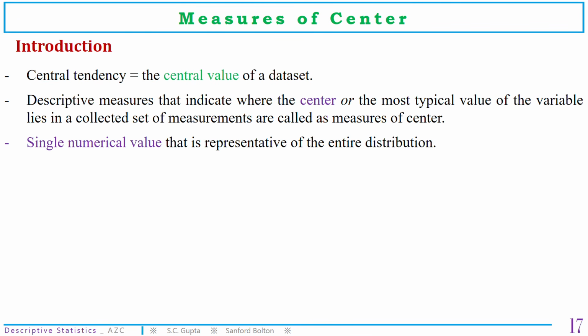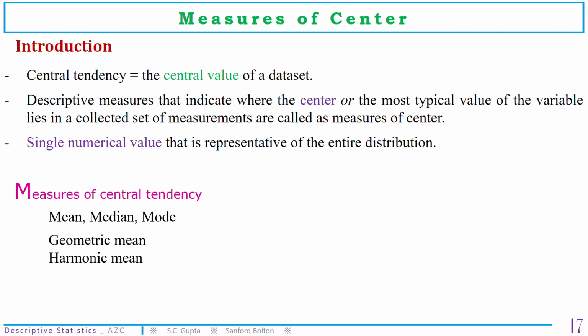Measures of center is a type of descriptive statistics. Central tendency is the central value of a data set. Descriptive measures that indicate where the center or the most typical value of the variable lies in a collected set of measurements are called measures of center. It is a single numerical value that is representative of the entire distribution. Various measures of central tendency are mean, median, mode, geometric mean, and harmonic mean.